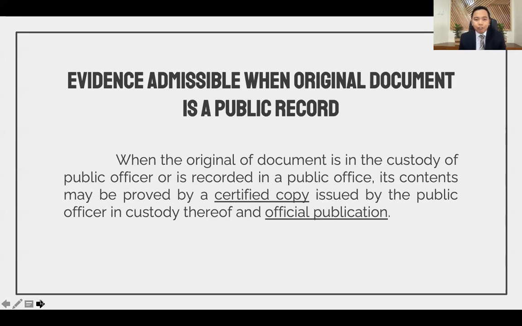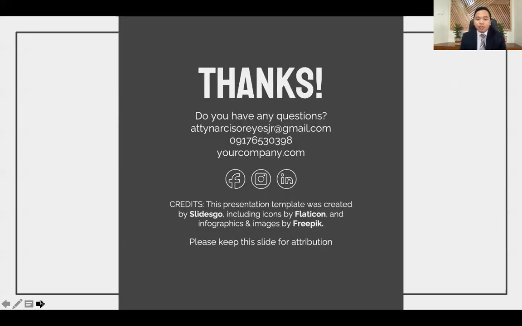Okay, what if the original document is a public record? When the original of a document is in the custody of a public officer or is recorded in a public office, its contents may be proved by a certified copy issued by the public office in custody thereof and an official publication.